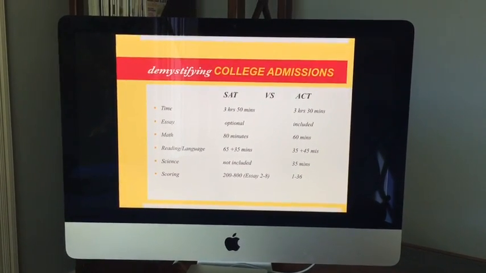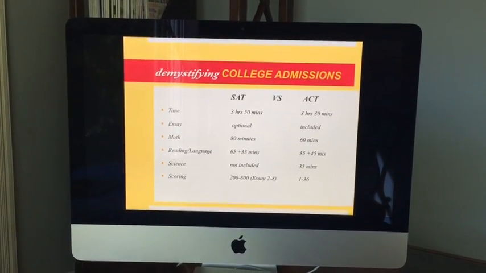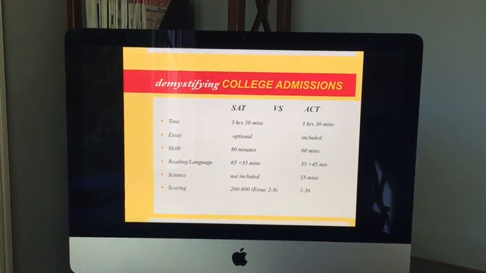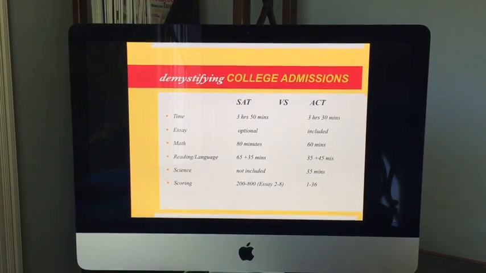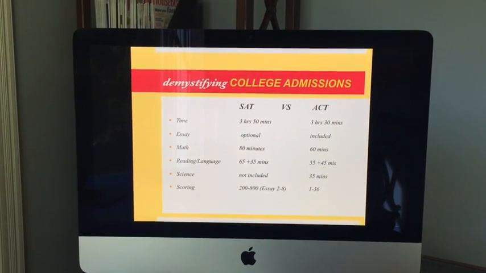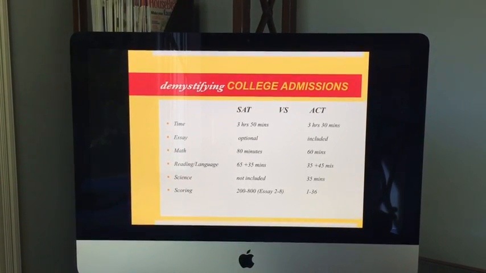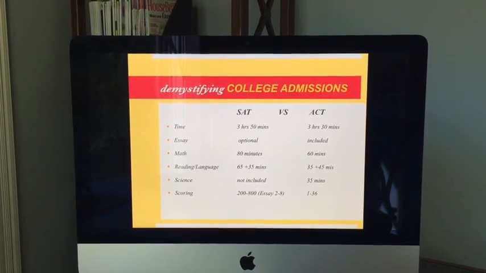The essay is evaluated independently with a score of 2 through 8. The ACTs give you a score from 1 to 36 for each section of the test, and then they give you a composite score, which is an average of all of those scores put together.